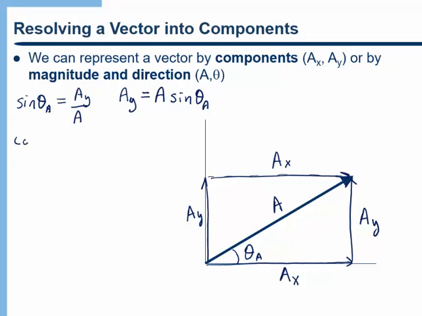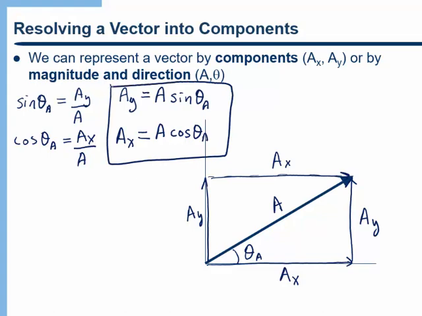In the same way, since we know cosine of theta a is equal to ax over a, if we want the x component of the vector, we simply take the magnitude of the vector and multiply by the cosine of theta a. You definitely want to be very comfortable with using those formulas.